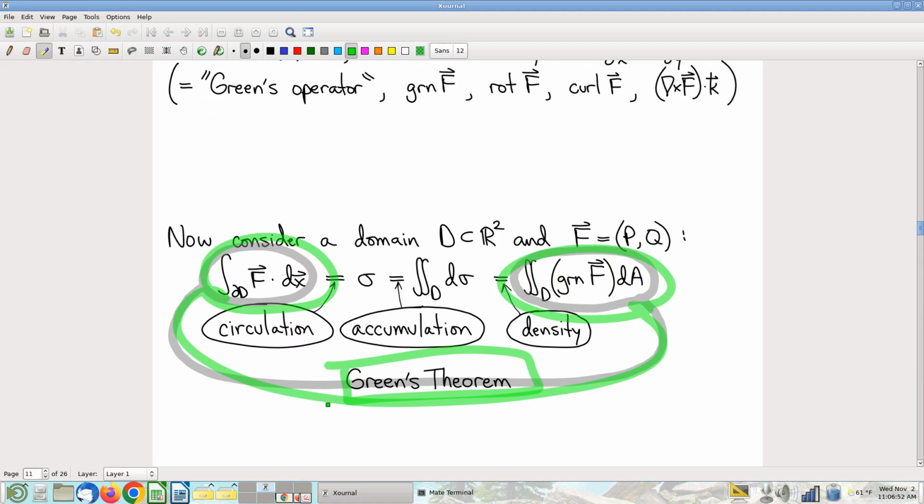Again, I believe I sold this correctly as it's a weird result that's going to come out of nowhere after a lot of setup. Right? So that's what happened. But it's a very powerful theorem. We'll see applications of this later on.